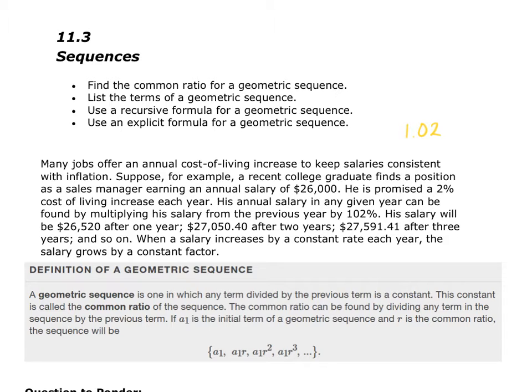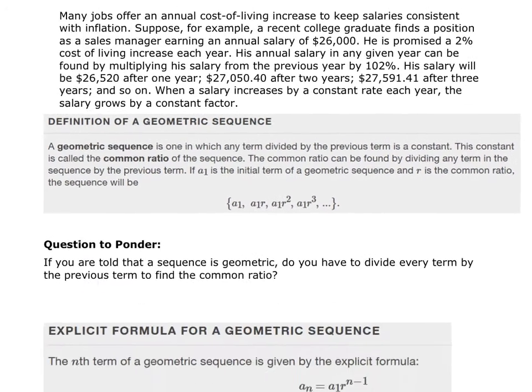So after year one, he gets 26,520. He then multiplies that again by 1.02, and he gets 27,050 and 40 cents change. And then the next year, he's going to get 27,591, and that's going to continue. This is increasing at a constant rate, not a constant amount. Because it is increasing at a constant rate, this is a geometric sequence. The rate at which it increases each year, we're going to call the common ratio. If that happens from term to term in our sequence, then it's a geometric sequence.